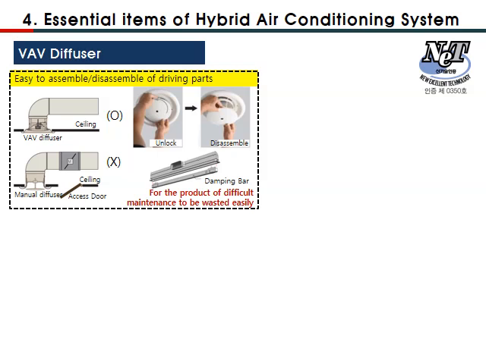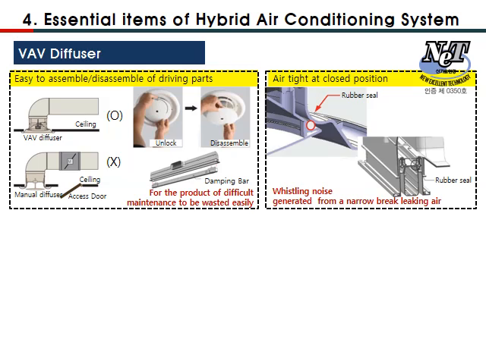For the VAV diffuser, first, as shown in the upper left images, the VAV diffuser must be manufactured to assemble and disassemble its driving parts, such as the diffuser cones and damping bars, from the diffuser casings. Second, as shown in the upper right images, diffusers must be manufactured to seal airtight when the diffuser is closed. If there should be any air leaks, a whistling noise will be generated to alert the user.